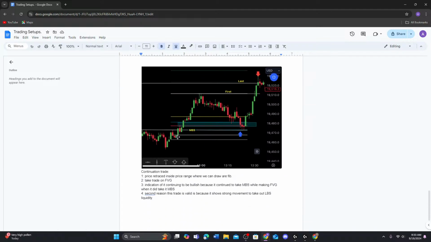This one doesn't have actually, but this was minor buy side here. We formed a fair value gap here, traded way off that minor buy side, broke way above it, and then we waited for retracement to a fair value gap within the OTE, optimal trade entry, which would be here. Took the trade, first buy side and then last buy side.